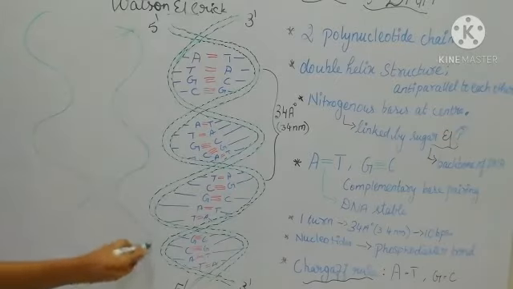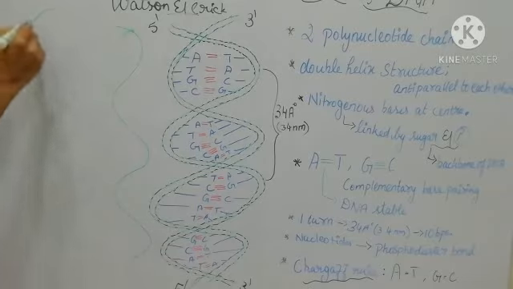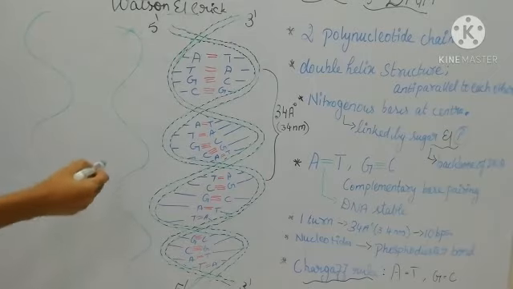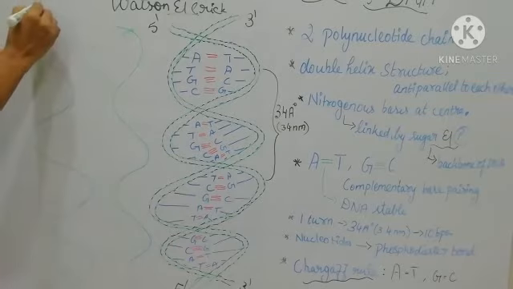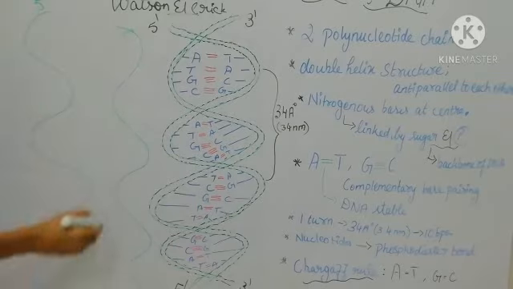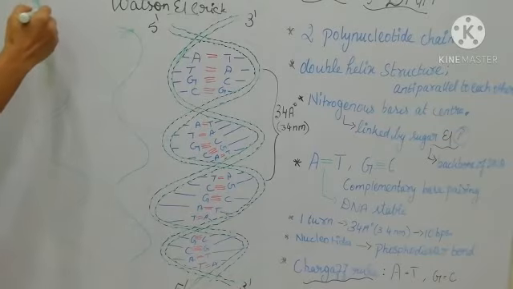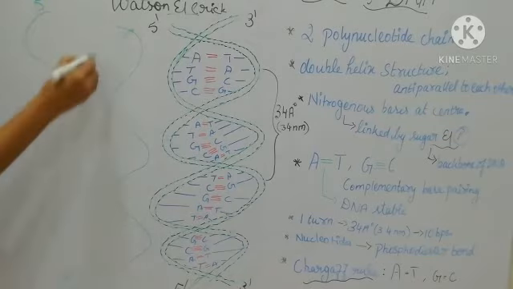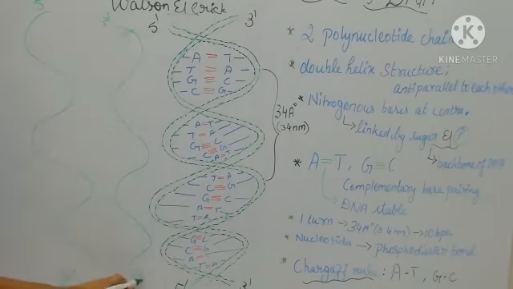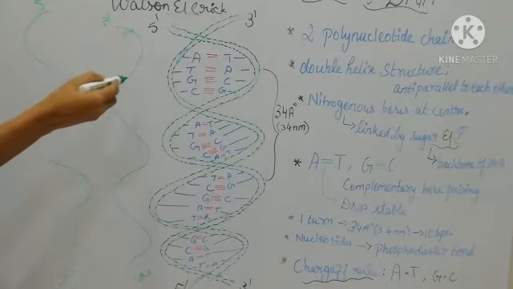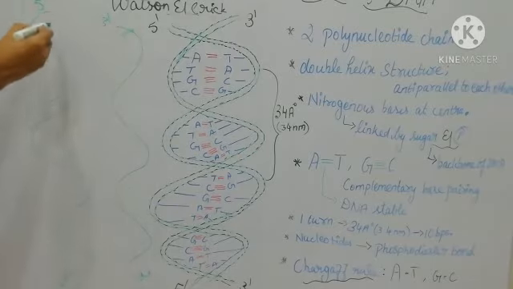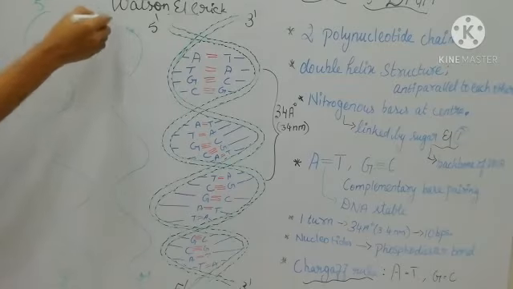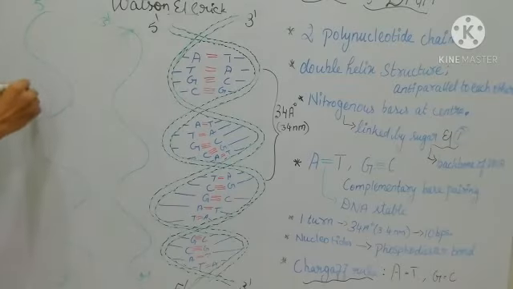So there are two polynucleotide chains, and these chains form a double helix structure, that is, they are both spirally coiled, and both chains will run anti-parallel to each other. That is, one will run from here to here and the other from here to here, that is 5 prime to 3 prime, and this one from 3 prime to 5 prime. You will study all this in later classes. For now just know that one runs in one direction and the other in the opposite direction, that is, they are anti-parallel to each other.